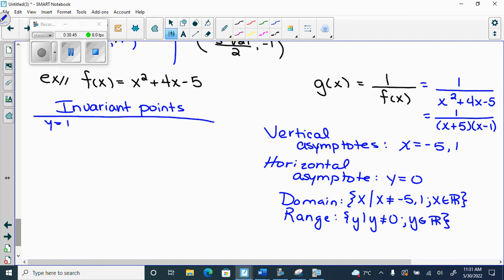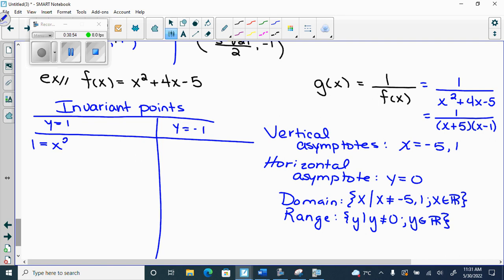are when y equals 1 and y equals negative 1. And I can just use my original. So 1 equals x squared plus 4x minus 5. You could use the reciprocal, but honestly, there's no point because they get you the same point, and the reciprocal seems more tricky. If you set 1 over x squared plus 4x minus 5 to 1, that throws off so many people. So it's just easier to use the original because you're going to get the same point. Invariant means it doesn't change between the original and the reciprocal. It's the same point.